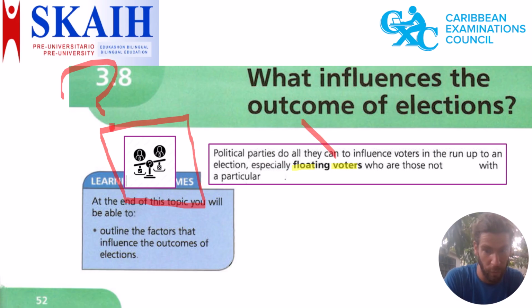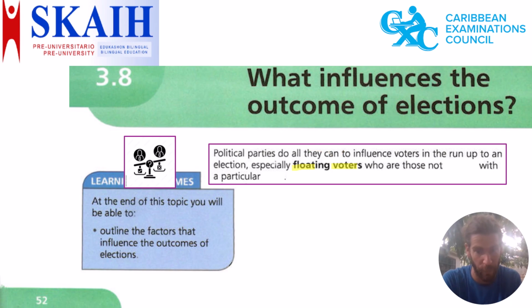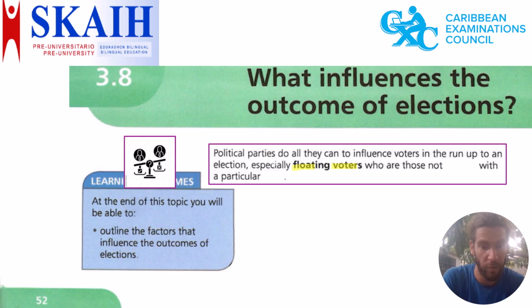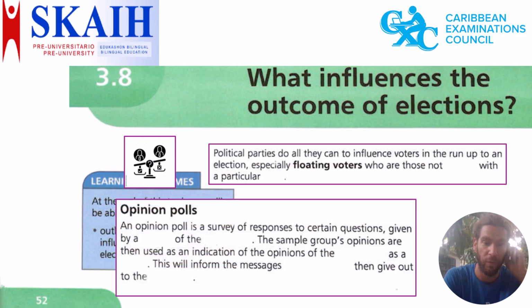During the last weeks before the election day, a political party wants to convince those floating voters, because they can make the difference in the results of the elections. This group of floating voters can surely be influenced. So this is one of the more important things that influences the outcome of elections.